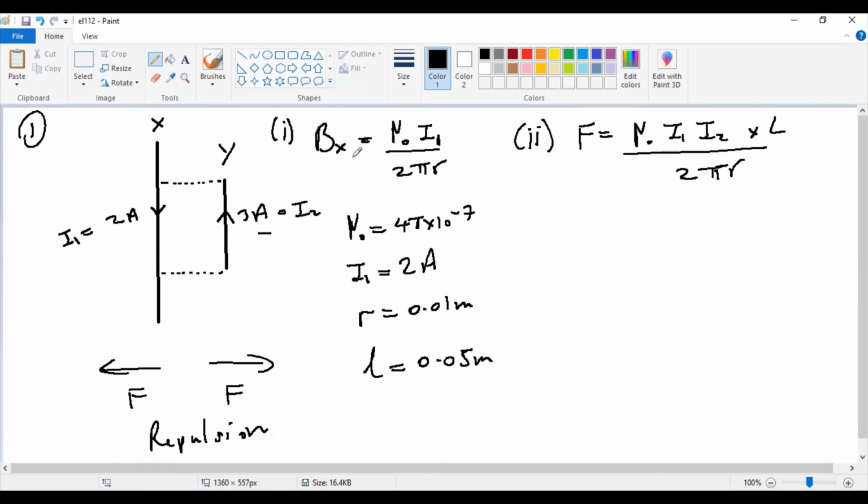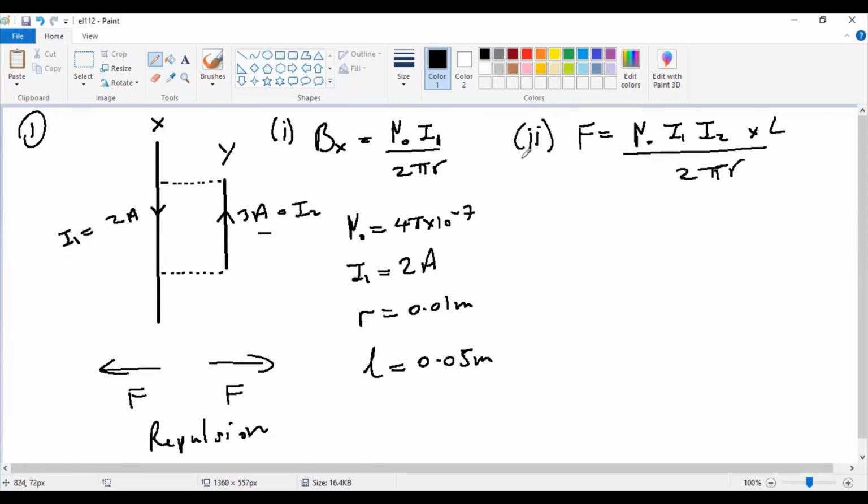First, they ask us to draw how the forces will be acting on the wires. Since the currents are pointing in opposite directions, the forces are acting like this. That's repulsion. Part 2, we can calculate the magnetic flux density due to the wire X using this formula, mu naught I over 2 pi R. Because the current I1 is flowing through X, we use this formula.